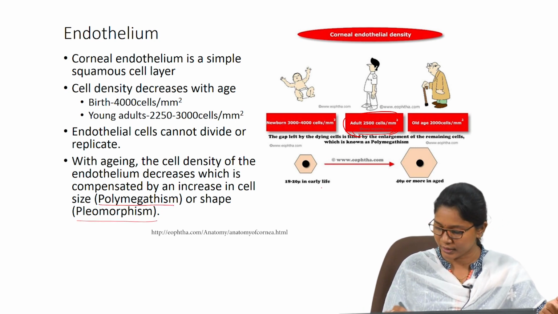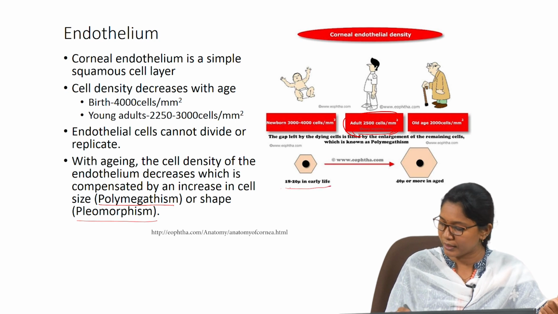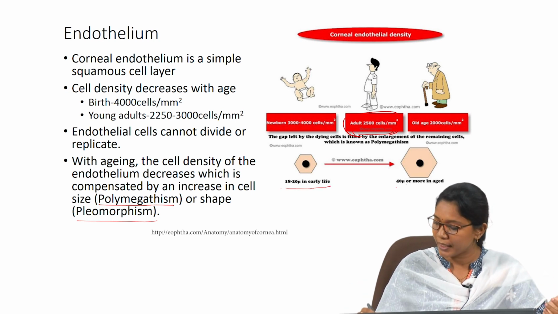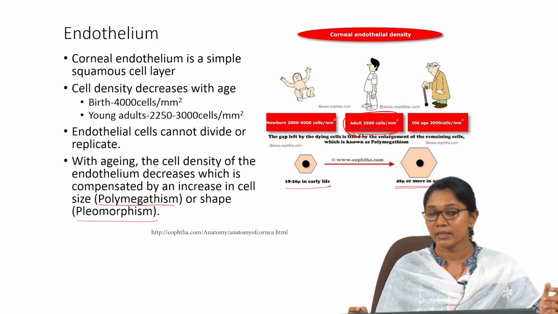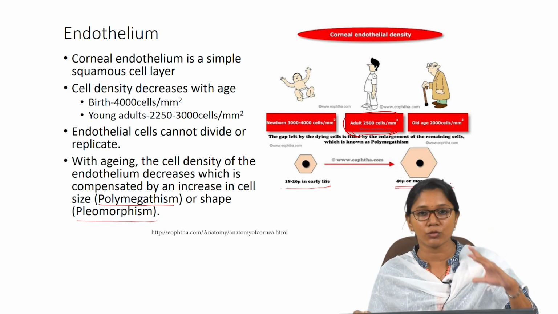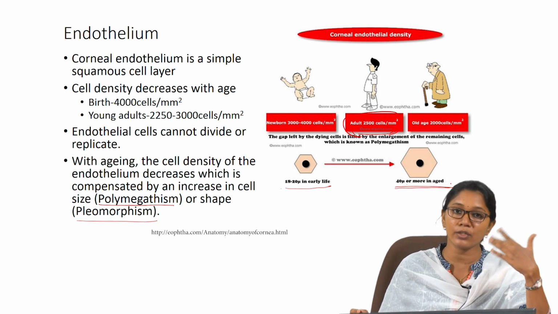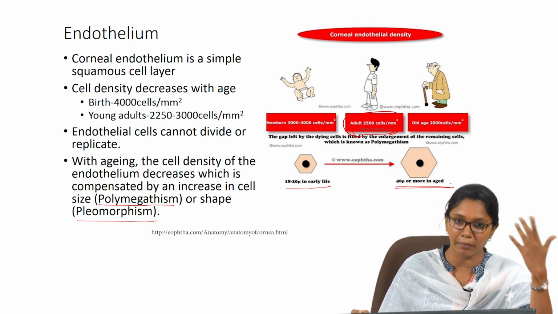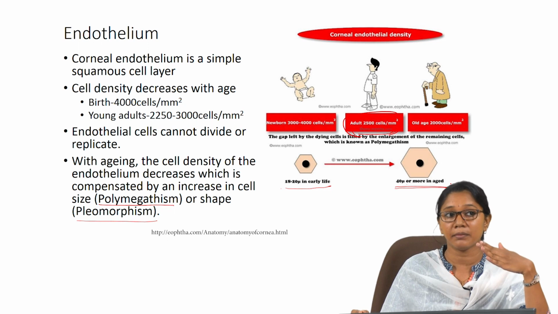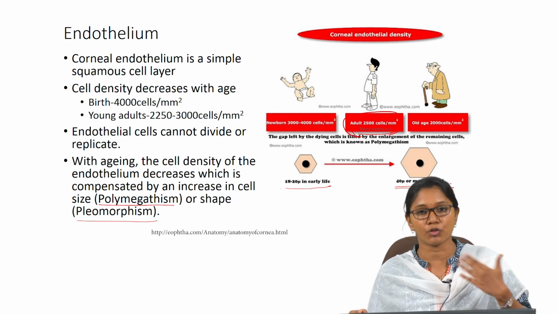So, in early life the cell size is around 20 microns, over age it becomes 40 or more. This is a characteristic of the endothelial cells. As we know, the epithelial cells act as a barrier, and the endothelial cells will perform the major functions for the cornea.